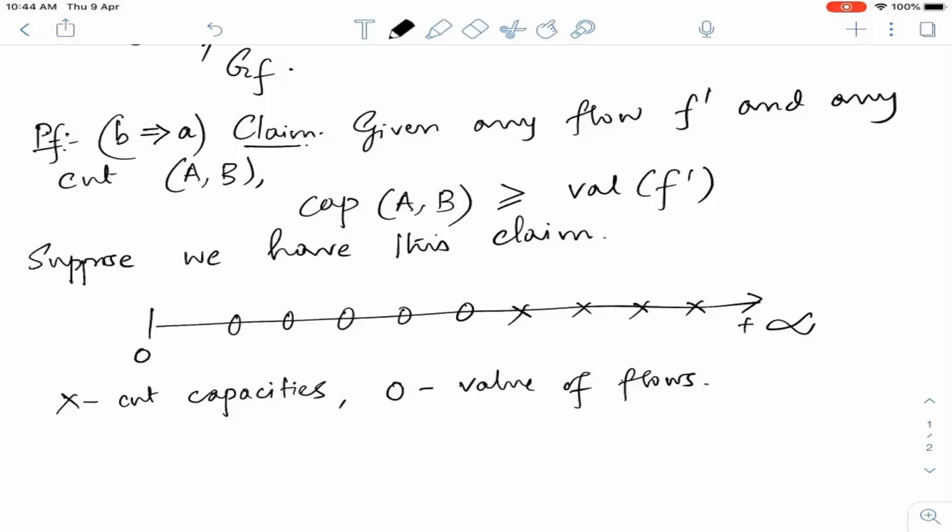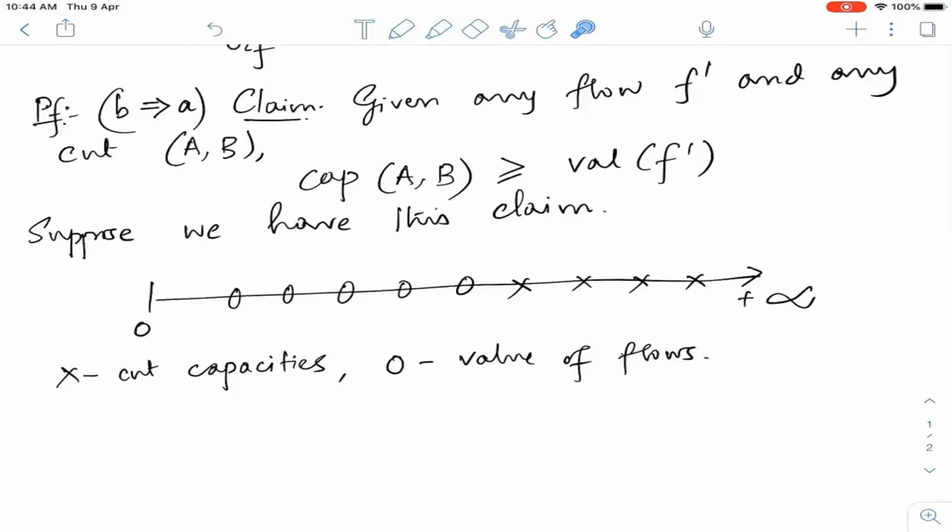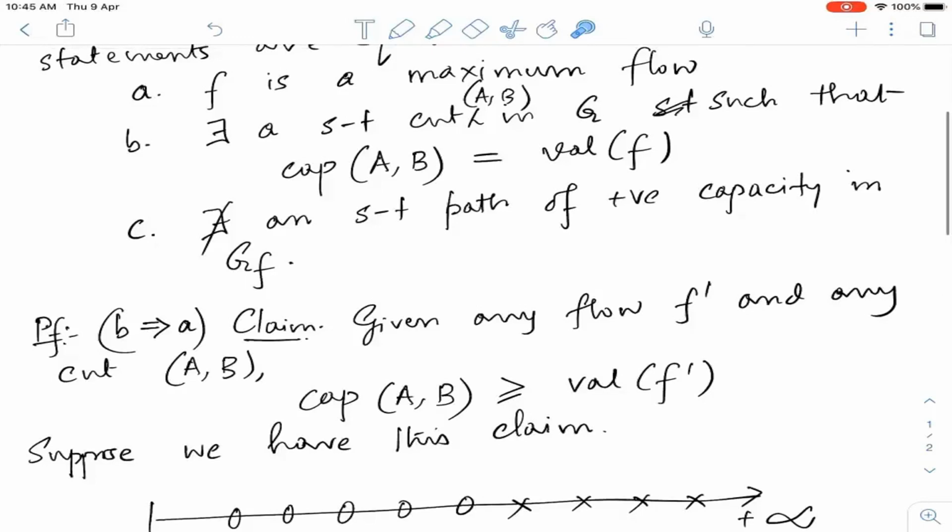Right? This is what the claim is saying essentially, that if you look at the value of any cut capacity, then that has to be greater than or equal to the value of any flow. So all the flow values would be to the left of the leftmost cross, as Atisha has said. Okay, is this clear to everyone? This is a pictorial representation of the claim that I have written above. Okay, now if this is true, let's see what the statement B tells us. The statement B now tells us of a special condition.